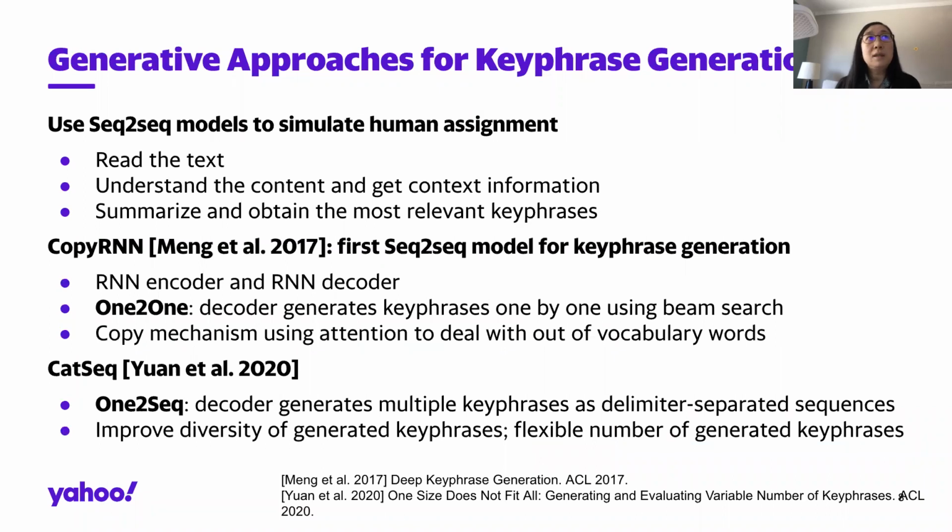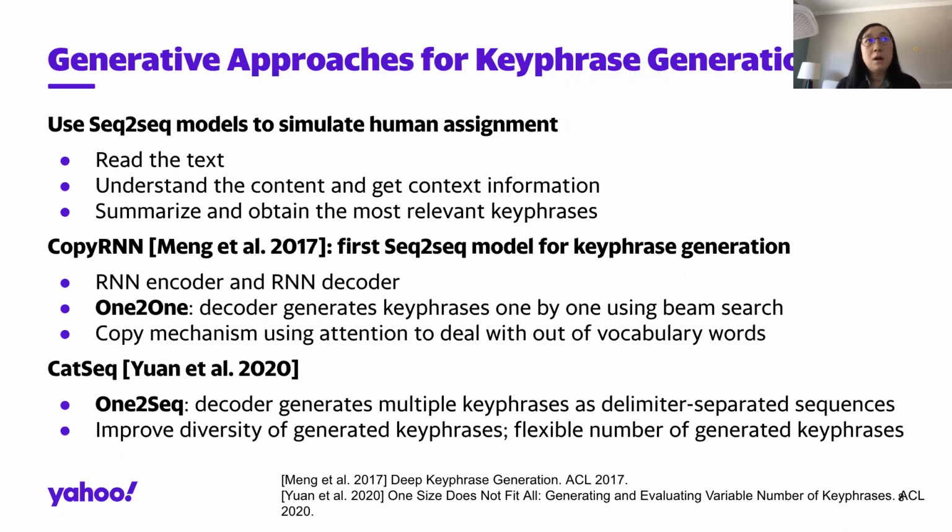So following this, and later with the prevalence of neural networks, people started studying generative approaches that actually use a language model to generate the key phrases. The most common approach is to use the so-called sequence-to-sequence model to do this job. Basically, the idea of the sequence-to-sequence model is to simulate the way that humans assign keywords to a document. The model will try to read the entire document at once, understand the content and the context information, and then try to come up with a number of key phrases. So the model is basically trying to simulate this process.